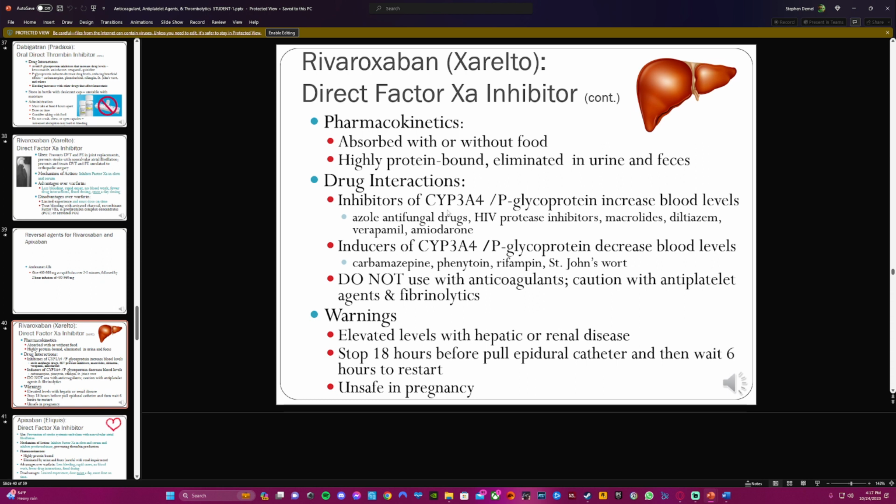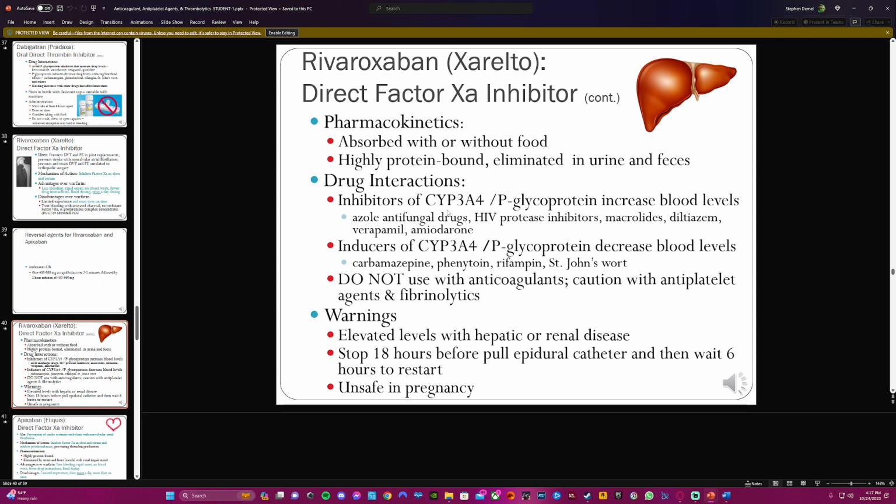Rivaroxaban or Xarelto, a direct factor Xa inhibitor. The pharmacokinetics: it is absorbed with or without food. It is highly protein bound, eliminated in urine and feces. Drug interactions: inhibitors of CYP3A4 or P-glycoprotein increase blood levels. The azole antifungal drugs, HIV protease inhibitors, macrolides, diltiazem, verapamil, and amiodarone are inhibitors of CYP3A4, and they increase blood levels.